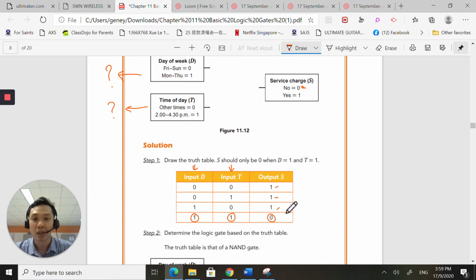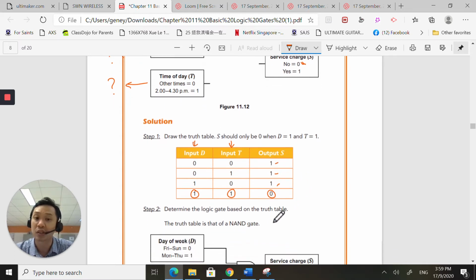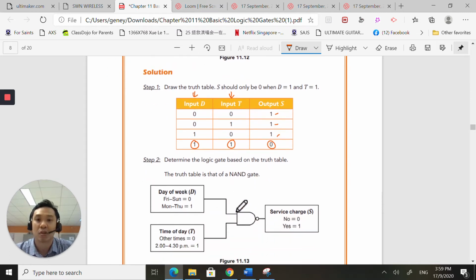All right. So this is the truth table. And those of you who have followed the video lesson, you'll recognize that this truth table is the truth table of a NAND gate, not AND. Yeah? So very simple. To help us make the decision, it's going to help us by deciding when it's going to start service charge, when it's not going to start service charge.